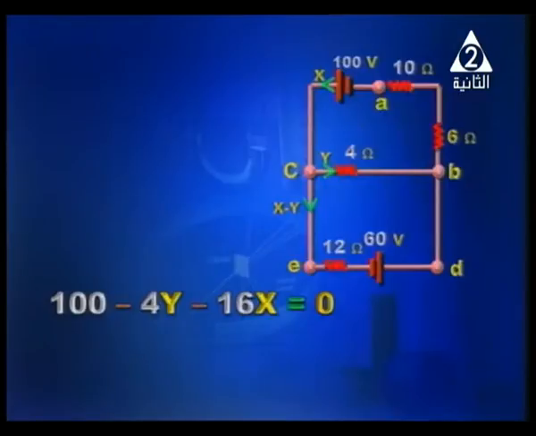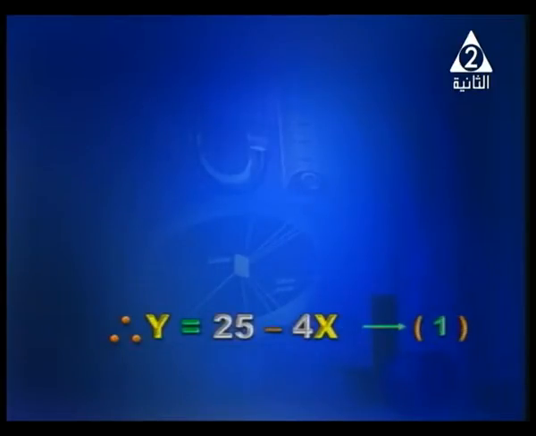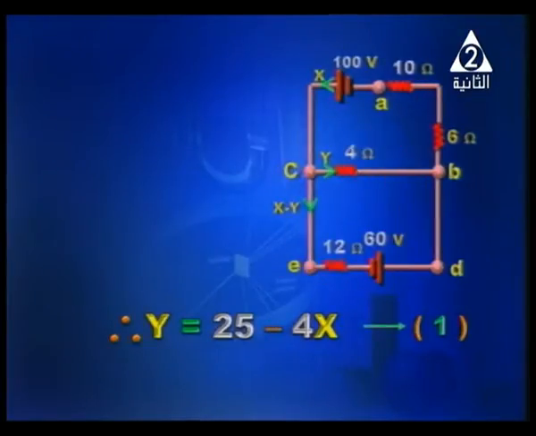Your attention, please. X is the current intensity through the main circuit. Y is the current through the 4 ohm. X minus y is the current passing through the 12 ohm resistor and 60 volt cell. Okay, so 100 minus 4y minus 16x is equal to 0. So we can say 100 minus 16x equals 4y, so y equals 25 minus 4x.